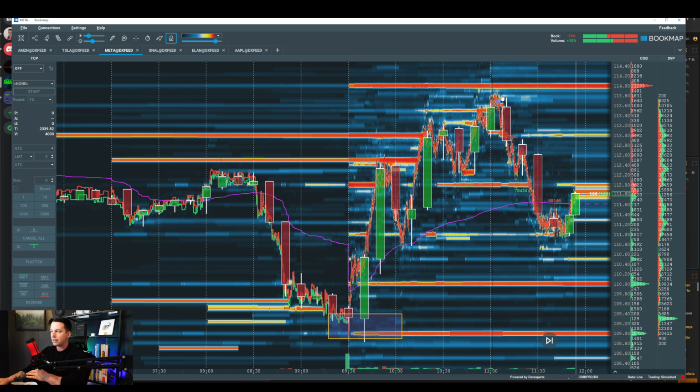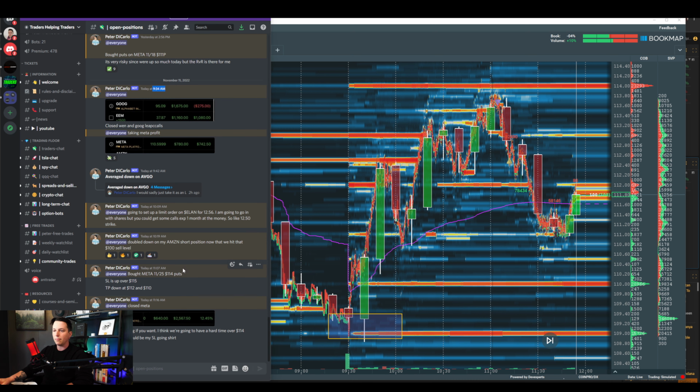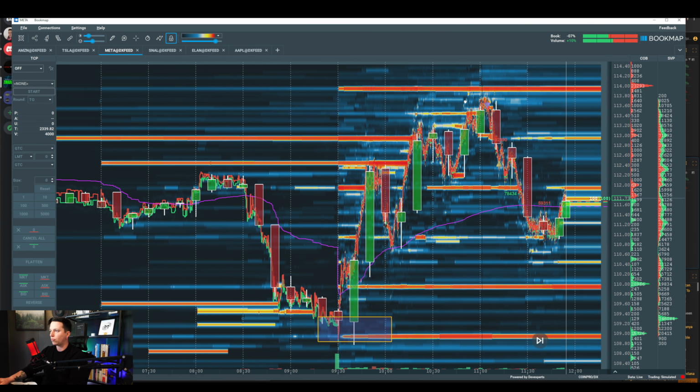I didn't wait to enter at 114. Recently, I've been trying to fill a little before either the supports or the resistances, because sometimes I'm not going to tap them to perfection. So I got into my meta put at 113.60. The position that I opened was a 11.25, 114 put. I had a stop loss set over 115 and a take profit on 112 and 111. So I entered that position right up here.